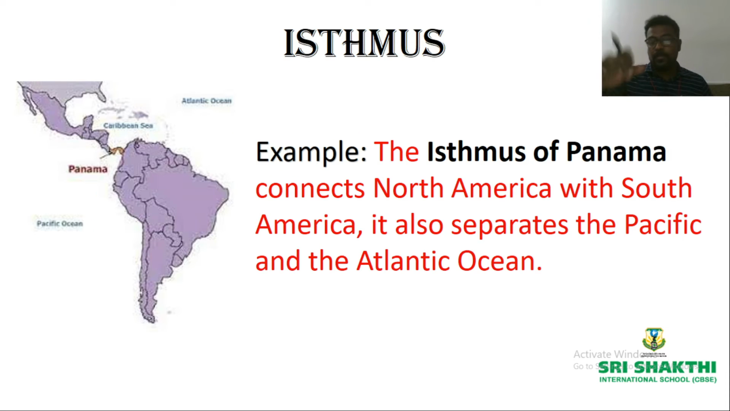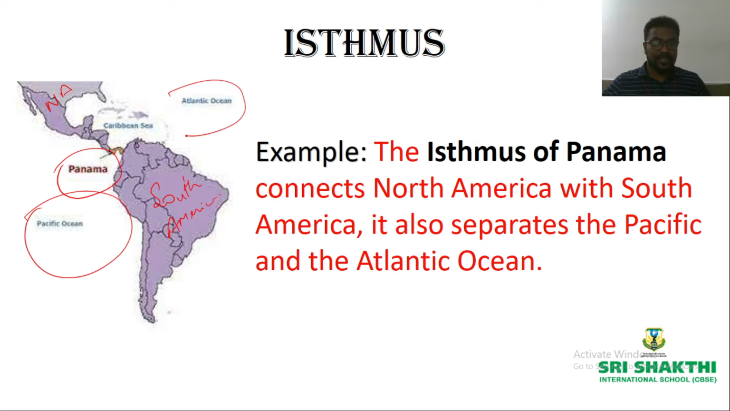And as an example for an isthmus, a very good famous place is the Isthmus of Panama, that connects two big continents, North America as well as South America. And this Isthmus of Panama acts as a connection line between North America as well as South America. And this also divides two bigger water bodies, which are nothing but the Pacific Ocean as well as the Atlantic Ocean. Hope you got an idea about strait as well as isthmus.